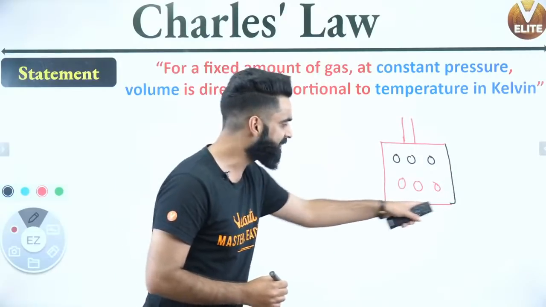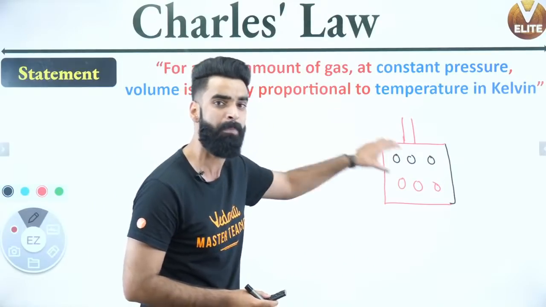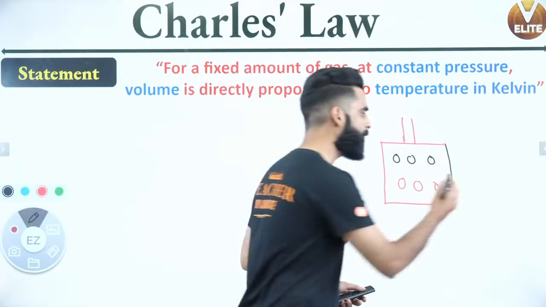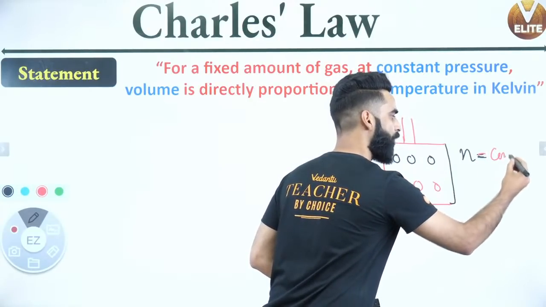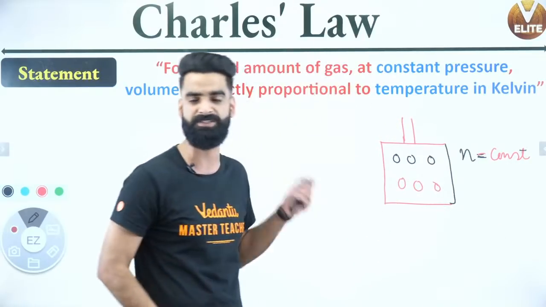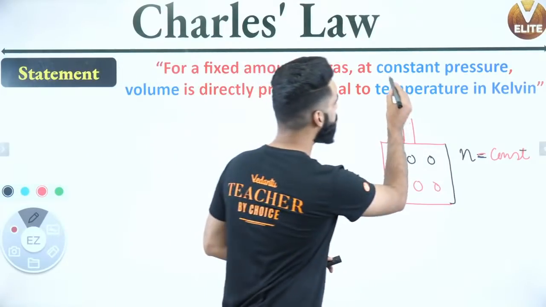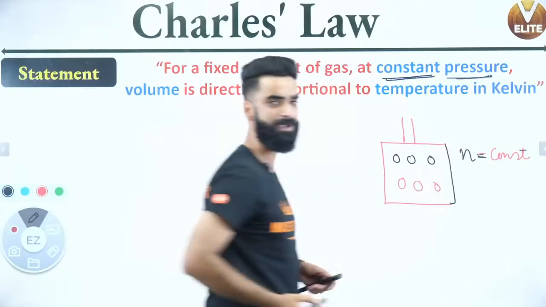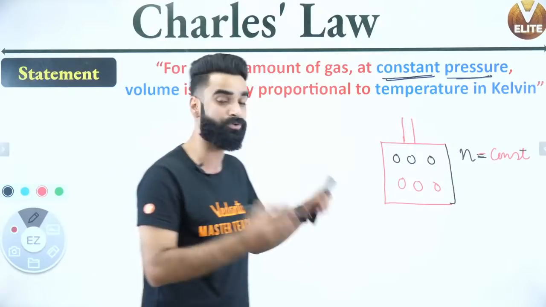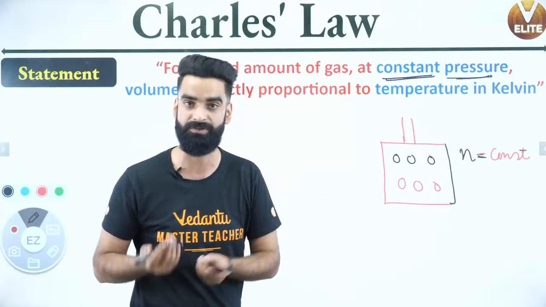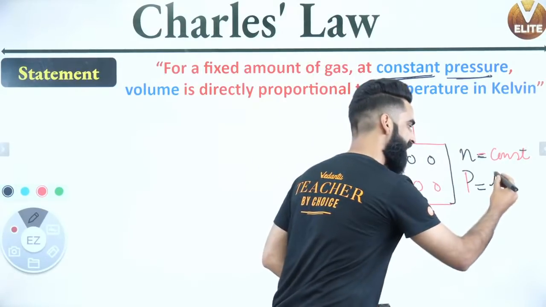People, first of all, the container is closed on all the sides. That means I'm keeping the amount of gas fixed. I'm keeping the number of moles of gas fixed in the container, right? So I can say the number of moles of gas is constant right here. But at the same time, this Charles' law is valid only at constant pressure. So what does that mean? I have to keep the pressure of the gas fixed at the same time. I do not have to let the pressure of the gas change, right? So the pressure of the gas has to be constant.